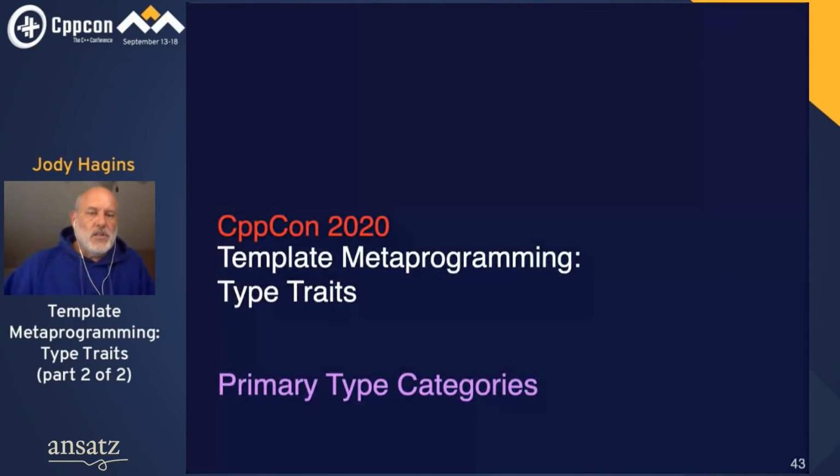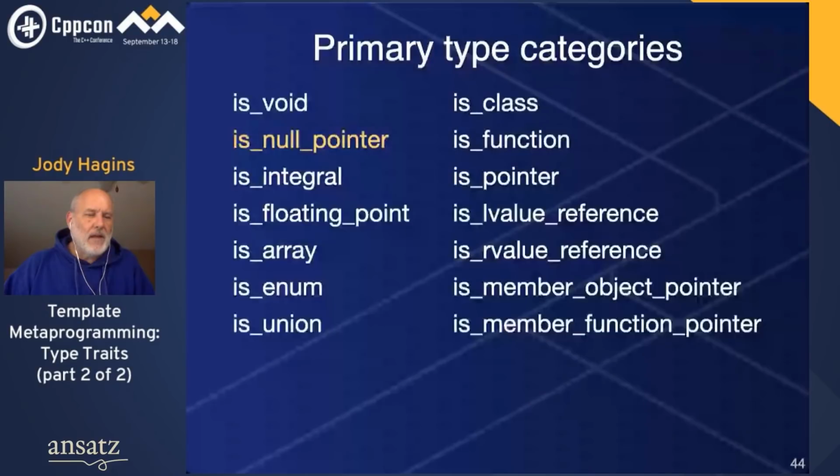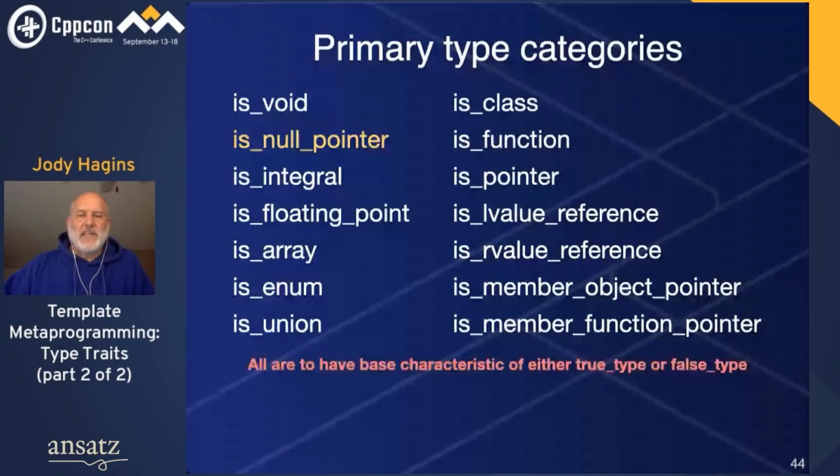So we'll resume where we left off last time and talk about primary type categories. There are 14 primary type categories, and they're on this screen. I'm not going to read them all, but all except null pointer were introduced in 2011. Null pointer was 2014. These primary type traits all have to have a base characteristic of either true type or false type, meaning they have to inherit from either true type or false type.